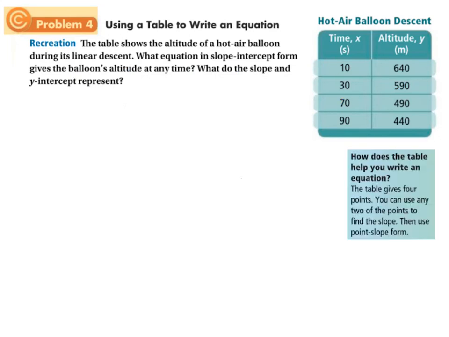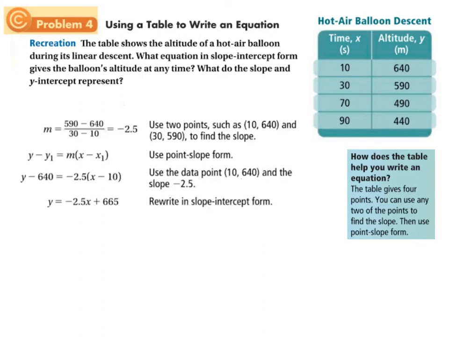Well, how does the table help you? We have 4 points. We can pick any 2 of them and find the slope with it. So what they're going to pick in this particular case, as you see, is this point, 10, 640, and 30, 590. And if we assume that's seconds, I'm guessing that's what it means, then after 10 seconds, it was that high above the ground. After 30 seconds, it was lower because it's descending.